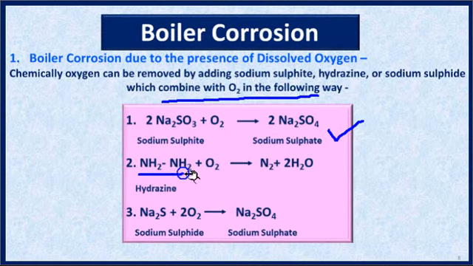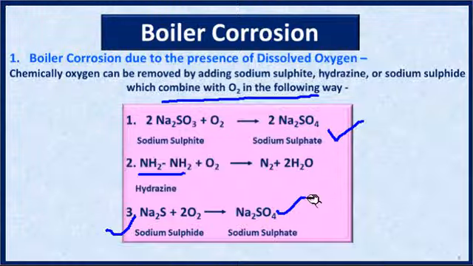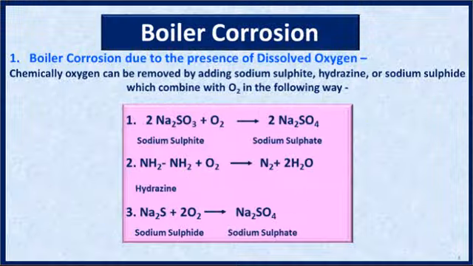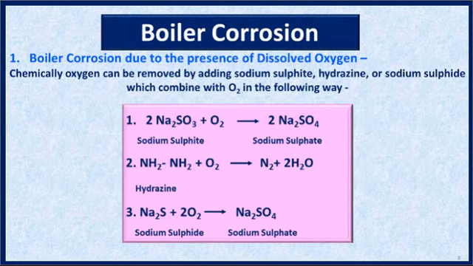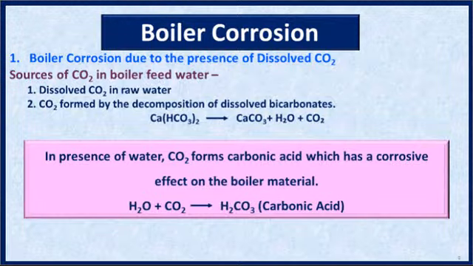Similarly, this hydrazine reacts with oxygen to form nitrogen and hydrogen. So this hydrazine also consumes the oxygen and decreases the oxygen concentration in the boiler feed water. Similarly, the sodium sulfite also consumes the oxygen and converts this dissolved oxygen into the form of sodium sulfate. So in this way, any one of the chemicals we can use to decrease the concentration of oxygen in the boiler feed water. So in this way, we can remove the oxygen from boiler feed water and prevent the boiler from the corrosion.